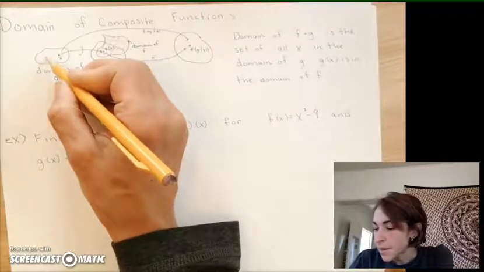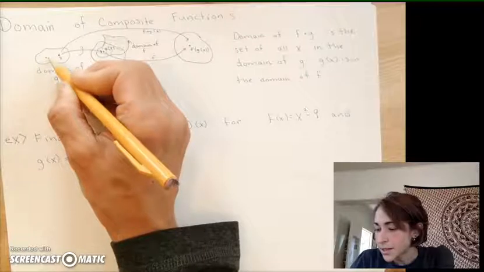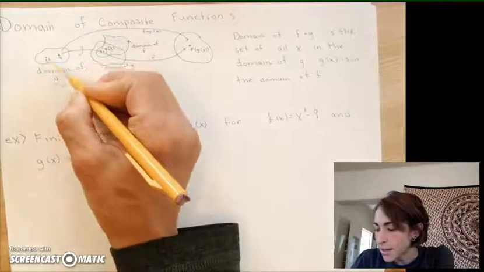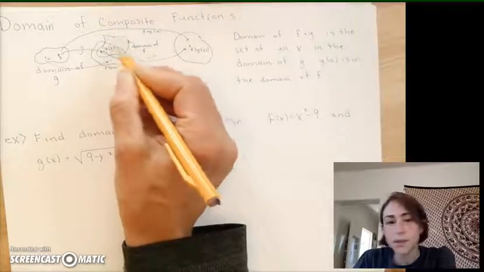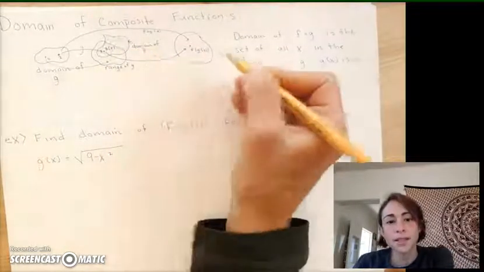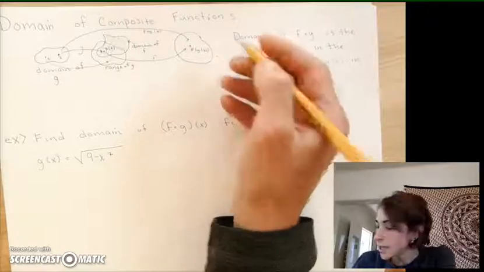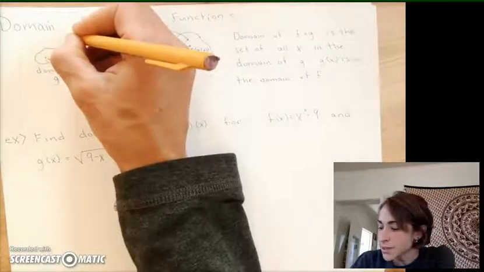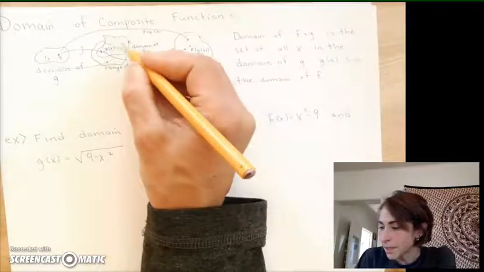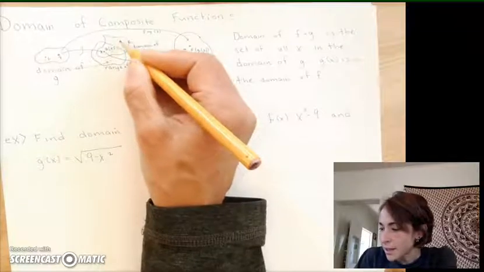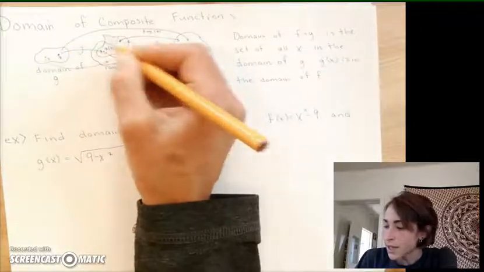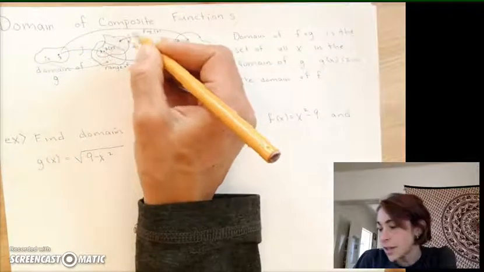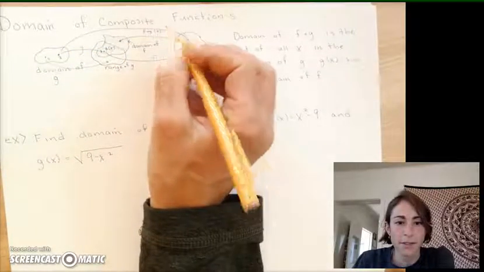Now, there might be a value, let's call it t, that when I plug it in, I end up in the range of g, but not in the domain of f. Then I can't plug into f. There might also be values in the domain of f that we could plug into f and get something, but they're not in the range of g, and so we'd never have to plug them into f anyway.